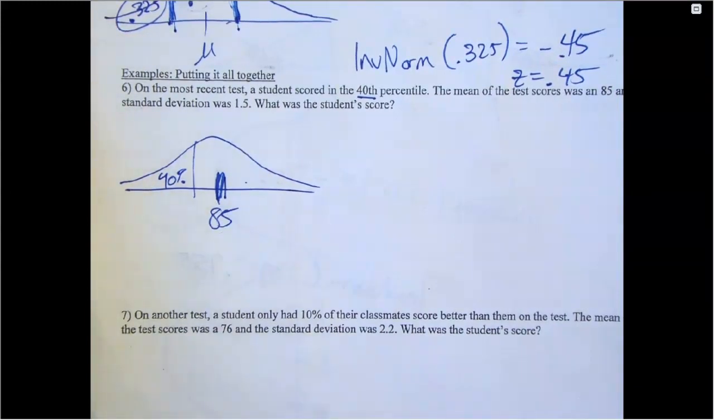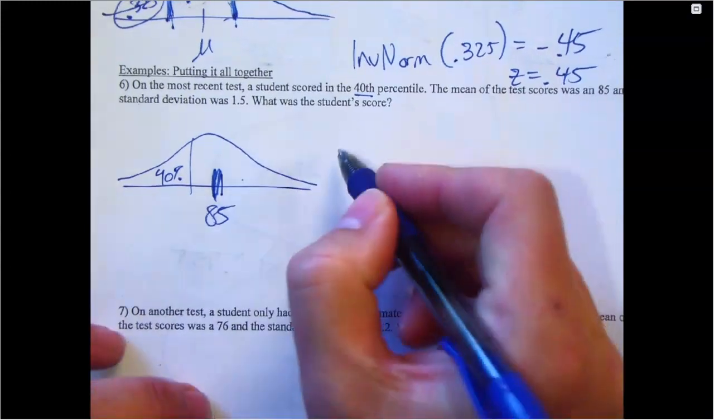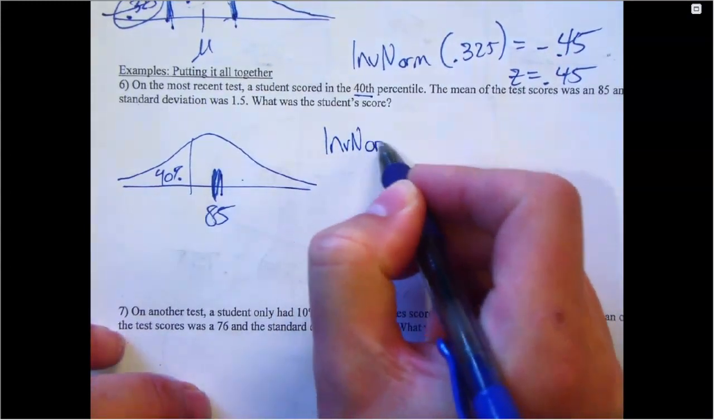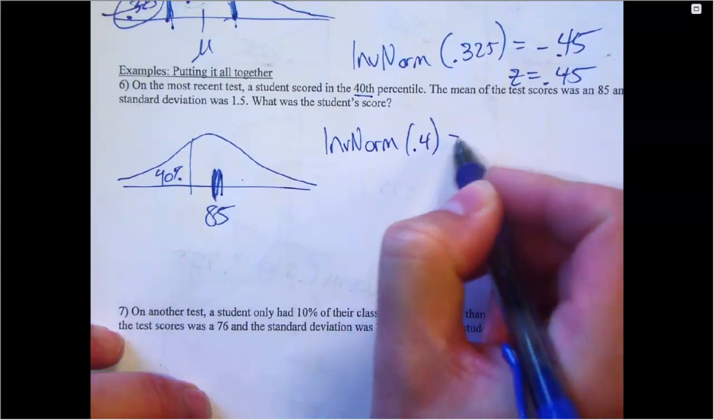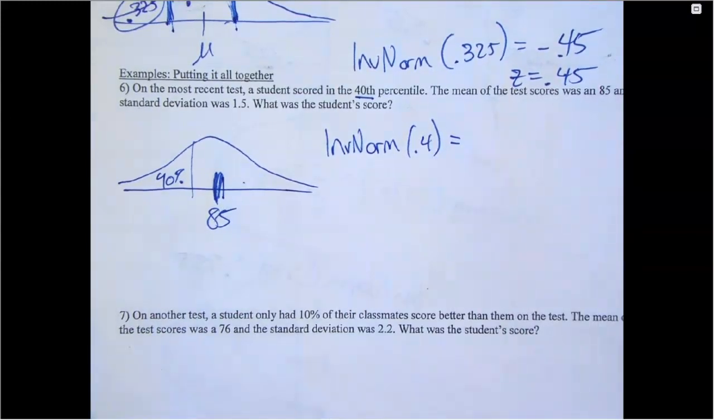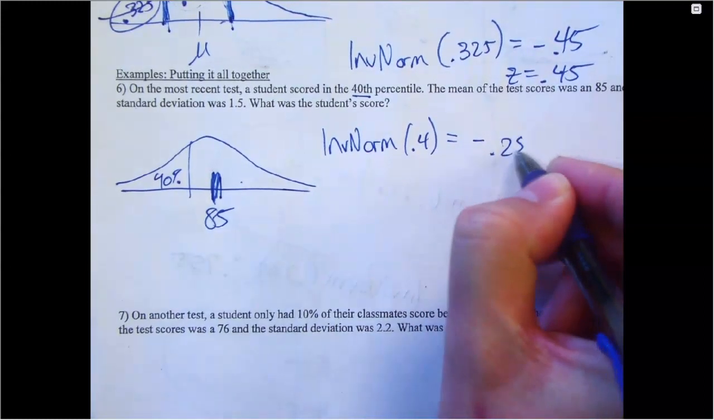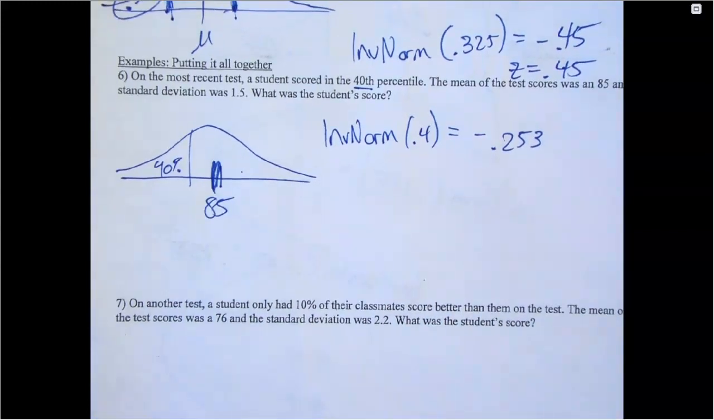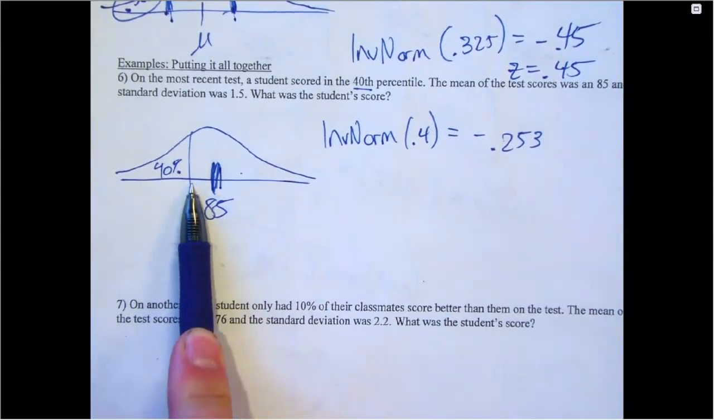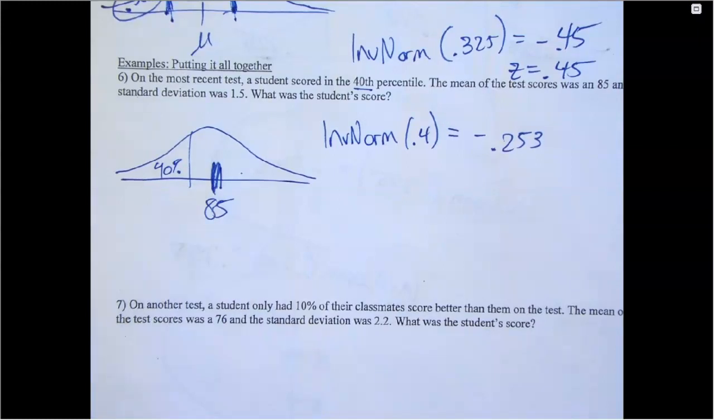So this is a 2-step deal. I have to find the z-score, and then use the z-score to find the student score. I find the z-score by doing inverse norm of 0.4. That gives me negative 0.253. I'm glad to see that it's negative. It should be because we're to the left. If you got a positive number, just double check yourself.